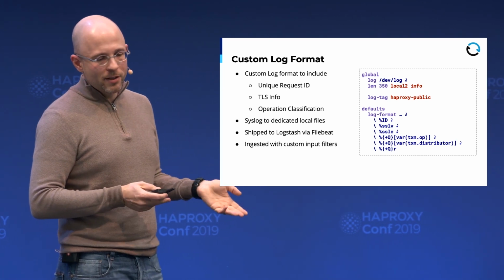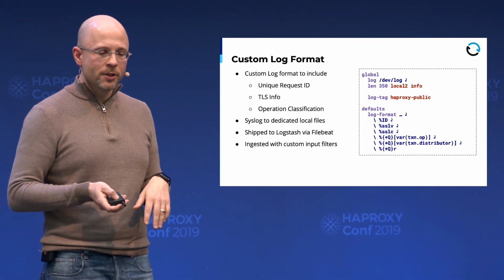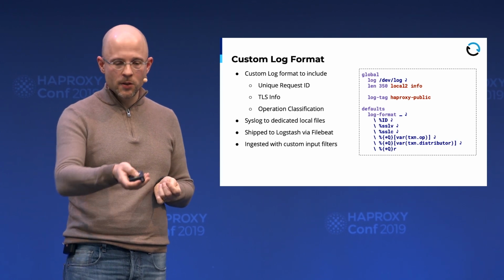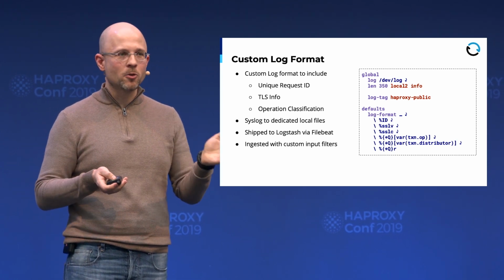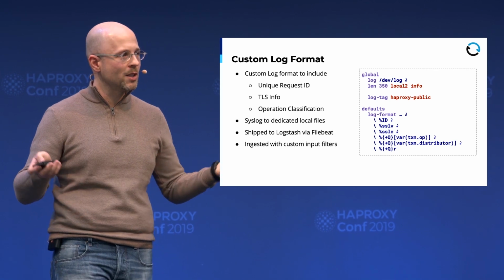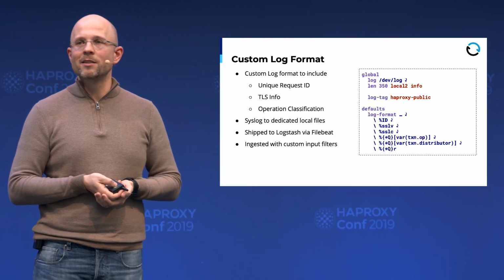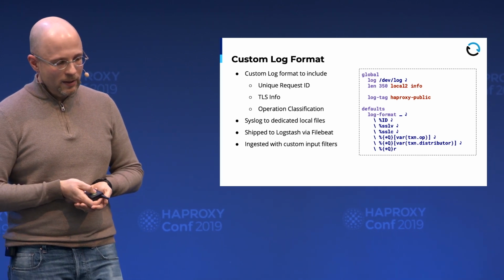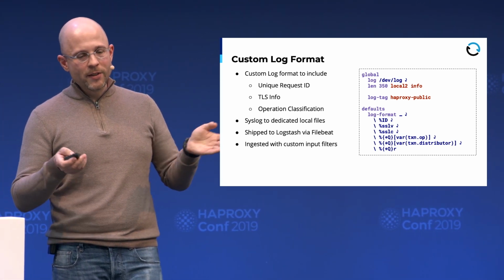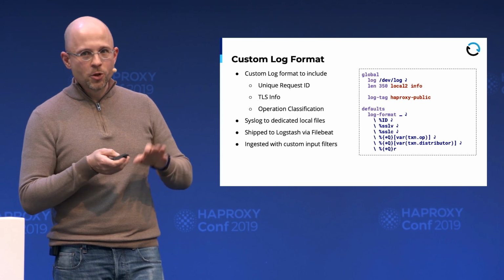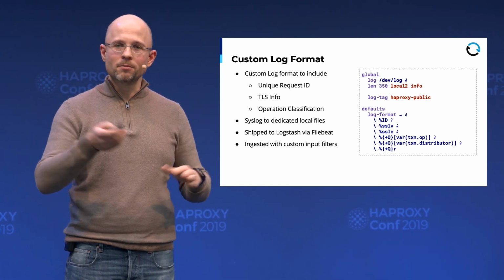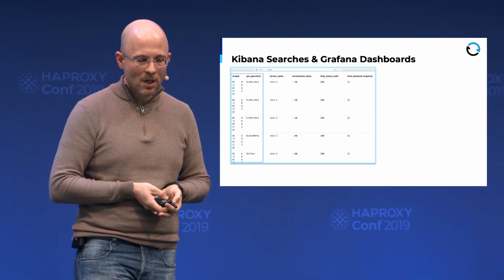And then it gets ingested in Logstash with a custom input filter, and that then puts all the values that are in the log line. So this is not complete. It also includes, of course, timing information and all the other stuff that is normally contained in the default Apache HAProxy log format. And that is then ingested and put into Elasticsearch fields so that you can filter on it and then search for it and make nice graphs.